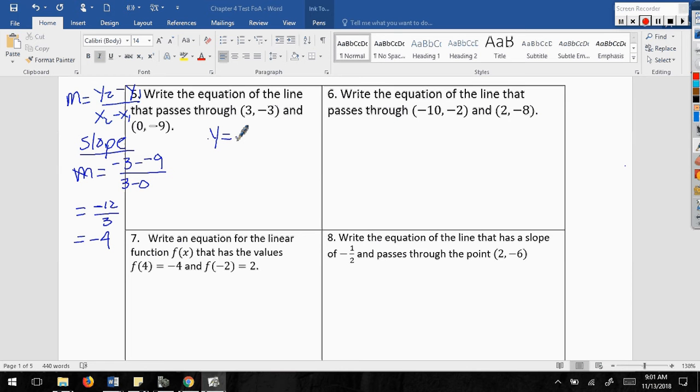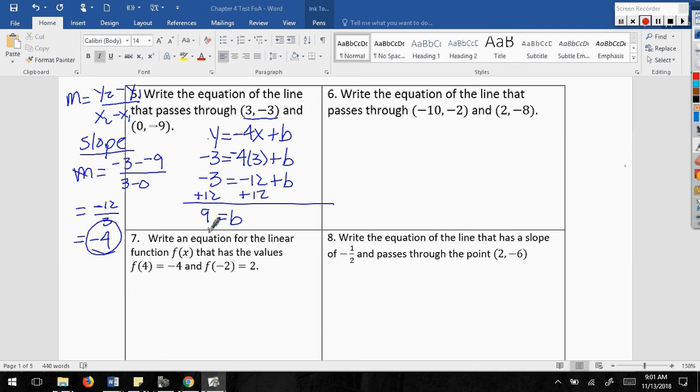Okay? Y equals mx plus b. So I have -4x plus b. Okay? Pick a point to plug in. -3 equals -4 times 3 plus b. So -3 equals -12 plus b. If I add 12 to both sides, I have 9 equals b. I have my slope, I have my b. So my equation is y equals -4x plus 9. Okay?